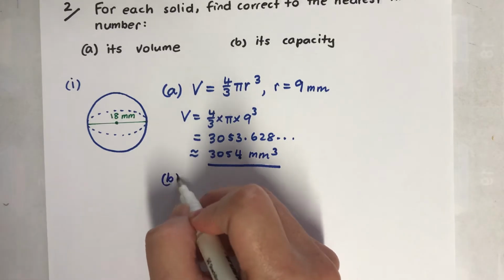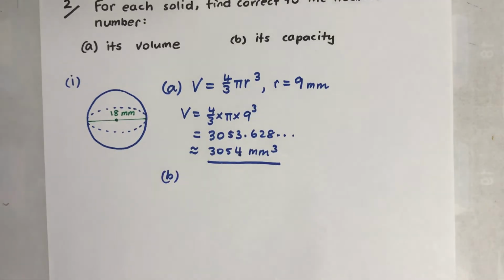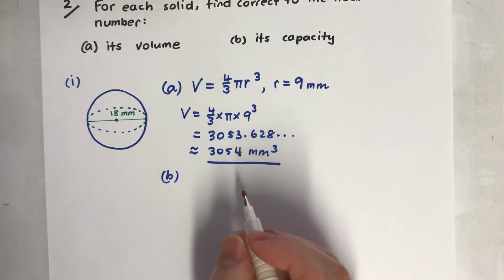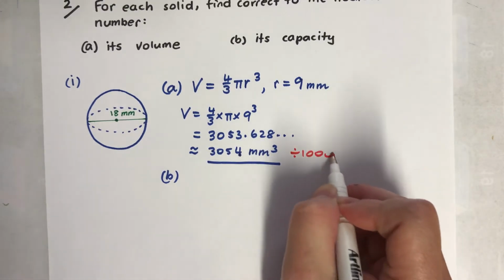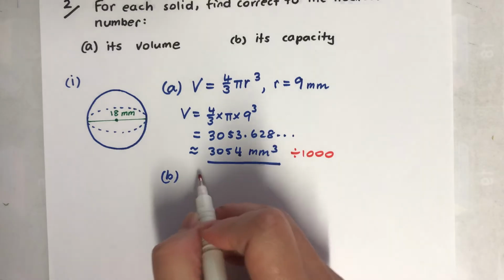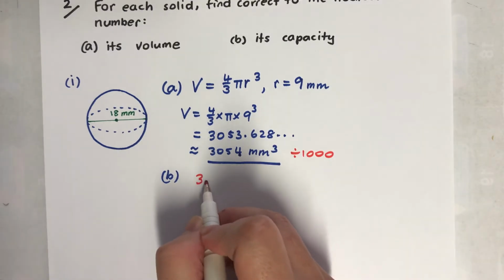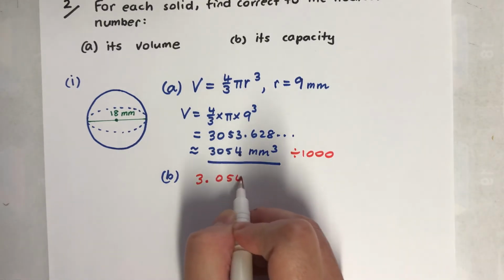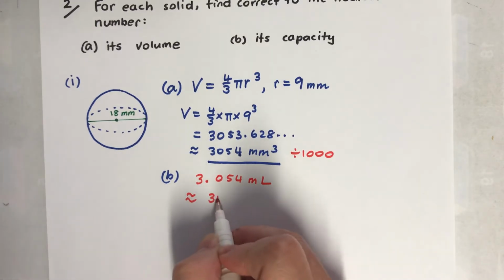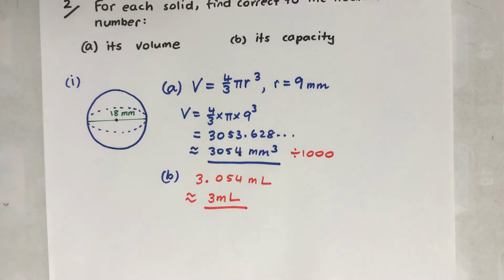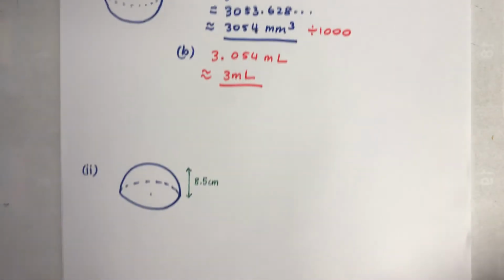Now we need to convert this one to capacity. The closest one I can think of is a milliliter. You need to do divided by 1,000. Memorize this, guys. So if I do that, I will get 3.054 milliliters, but it says to the nearest whole number, so my answer will be, that's my dog, 3 milliliters. There, he agrees. Okay, next one.